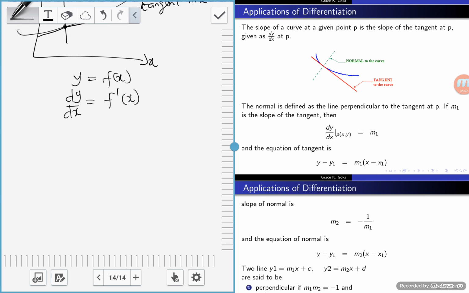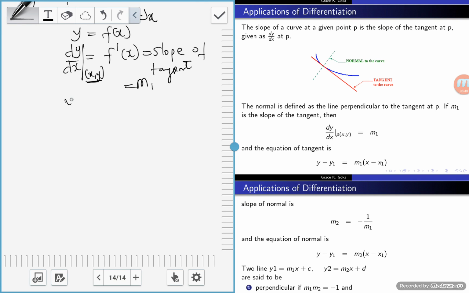So if you've been asked to find the tangent of a curve, it means differentiate that curve. If I differentiate this curve at this certain point, let's call this x, let's call this y, so x comma y, then what I'm finding is the slope of the tangent. But if you differentiate the curve at a certain point x comma y, then what you have found is the slope of the tangent. Okay, so let's call this m1.